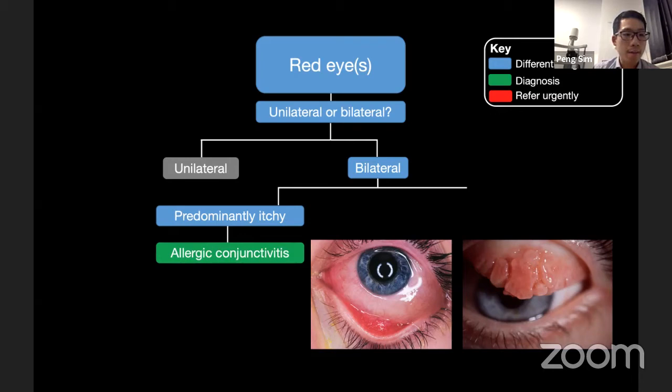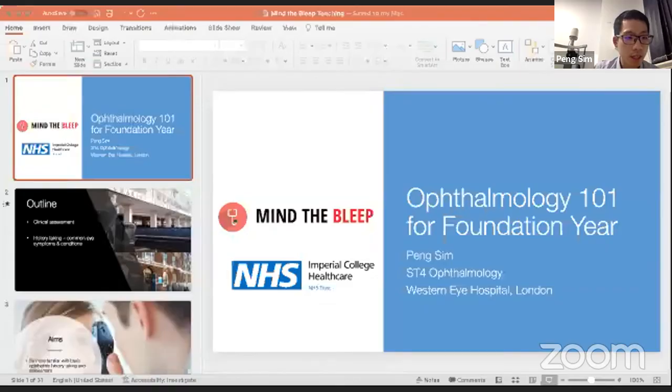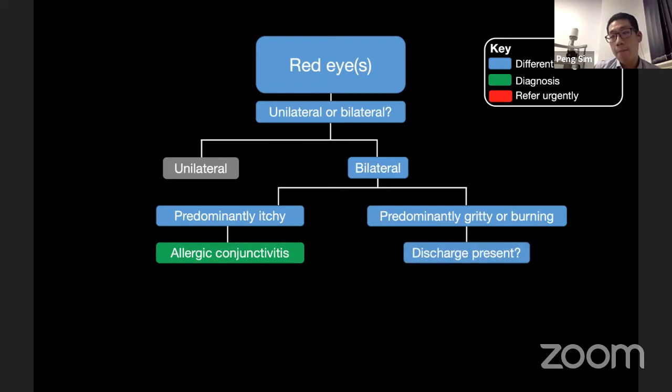So going back, if it's bilateral and now the predominant symptom is gritty or burning. Looking at the chat again, someone said viral conjunctivitis. So Dean, you'd be right in saying that this is viral conjunctivitis. And then the next question to help differentiate, because there are also different types of infective conjunctivitis. It can be viral, it can be bacterial.